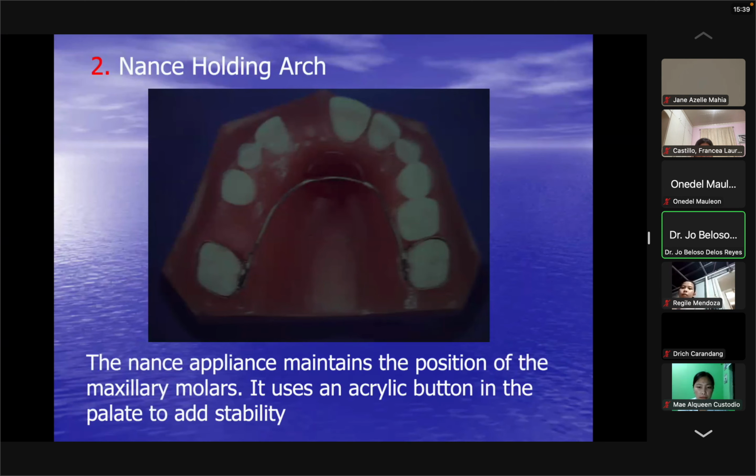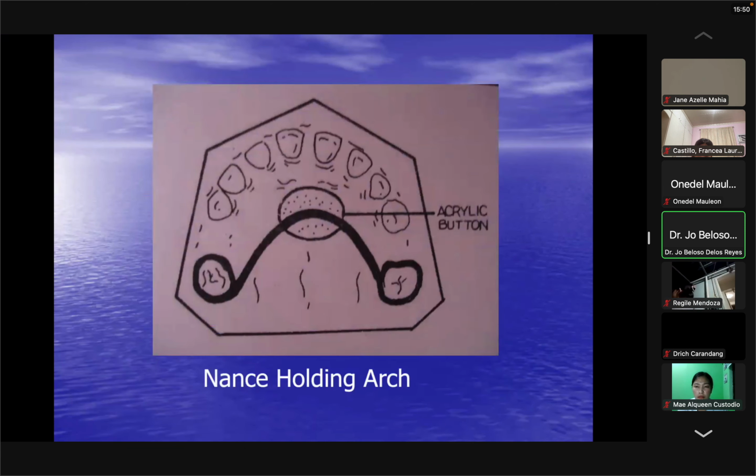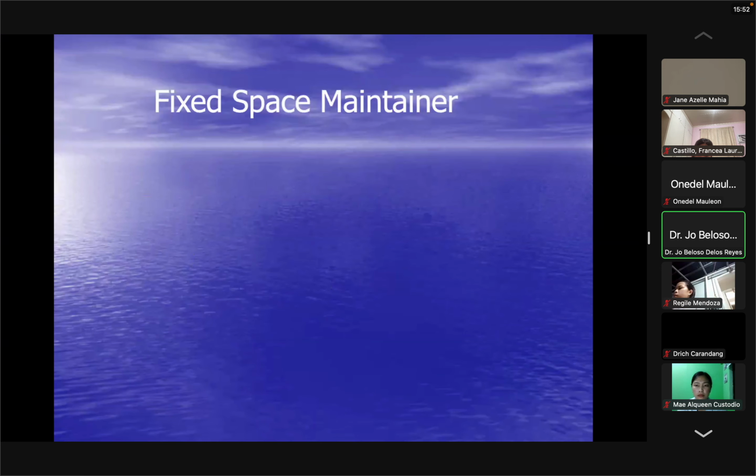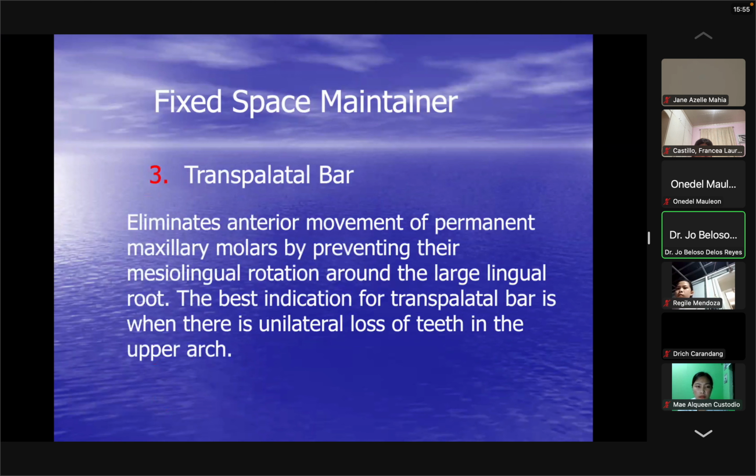The Nance appliance maintains the position of the maxillary molars. It uses an acrylic button in the palate to add stability. Transpalatal bar. Transpalatal bar eliminates anterior movement of the permanent maxillary molars by preventing their mesiolingual rotation around the large lingual root. The best indication for transpalatal bar is when there is unilateral loss of teeth in the upper arch.